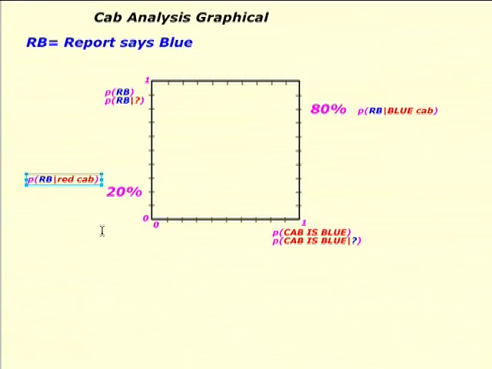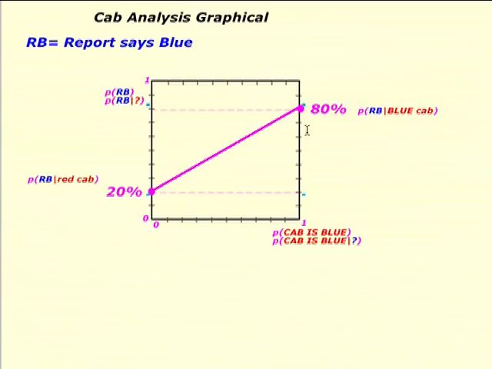We got a red cab. If it's a red cab, it's not a blue cab, so it's a 0% chance it's a blue cab. But given it's a red cab, then they're going to report it as a red cab 80% of the time, so 20% of the time they're going to say it's blue, so I put that little 20% down there. And then I draw some numbers in, which we did last time.